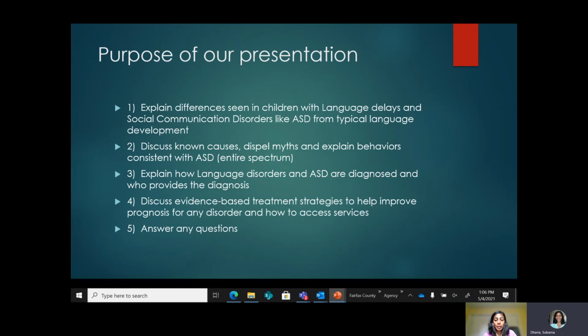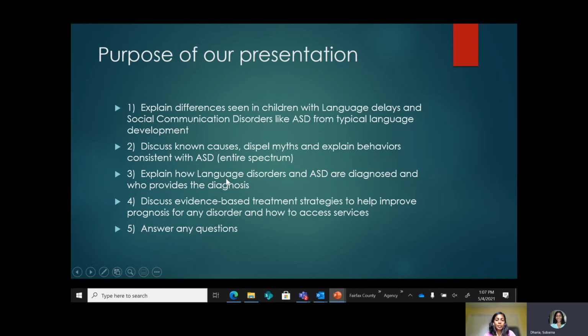So, today, what we will discuss is the differences that we might see between children who have typical language, those who have a language delay, like an expressive language delay, and other children who might have social communication delays or disorders, like autism spectrum disorder. I'm going to go through the criteria for autism spectrum disorder so that's more clear and easily understood. We will talk about what we know about what causes autism, and maybe even talk a little bit about what sorts of ideas other people might have so that you can know the fact from the fiction.